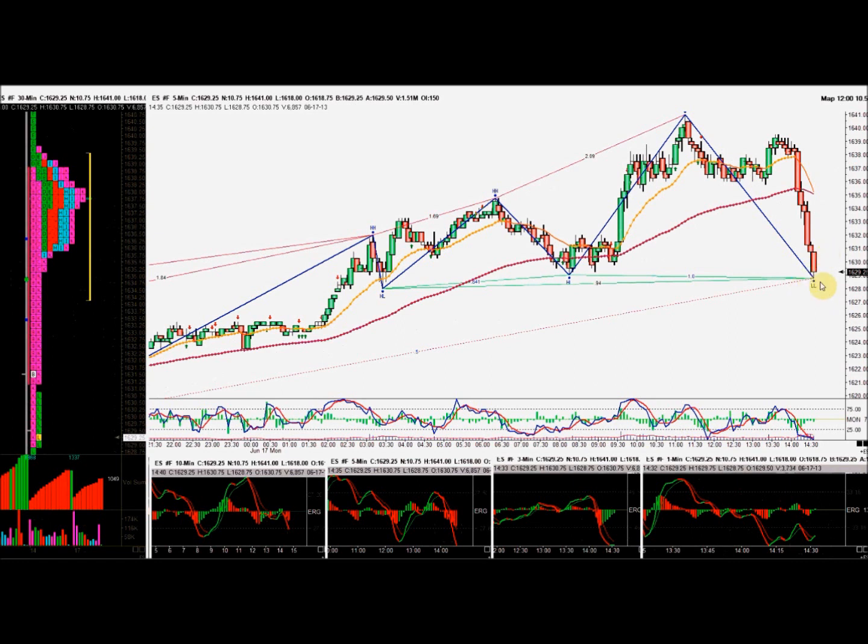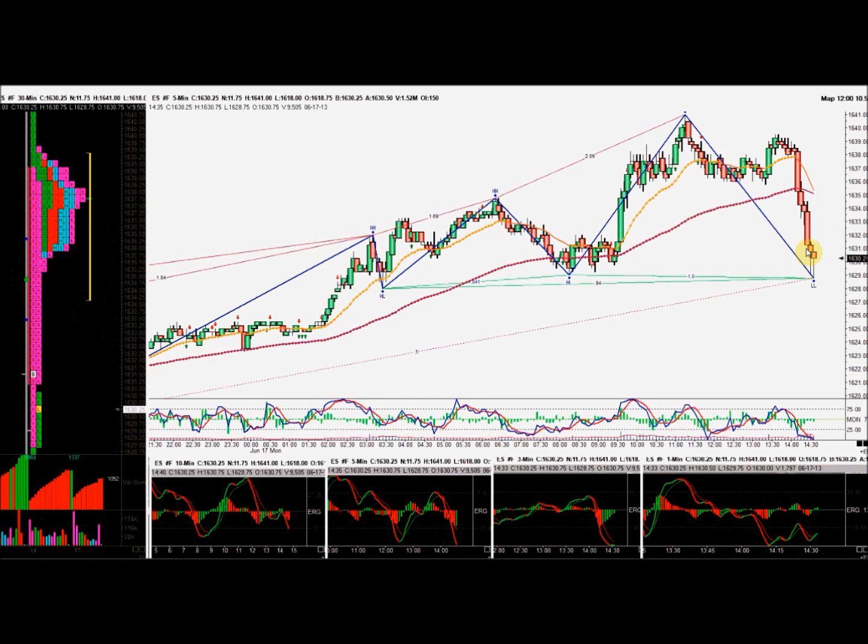Okay? Now remember, these are 5-minute bars. Each one of these bars represents 5 minutes of movement. Sometimes some of the newer traders forget that. So we're seeing what goes on in that 5 minutes. This is a real good representation of what happens in each of the 5 minutes.